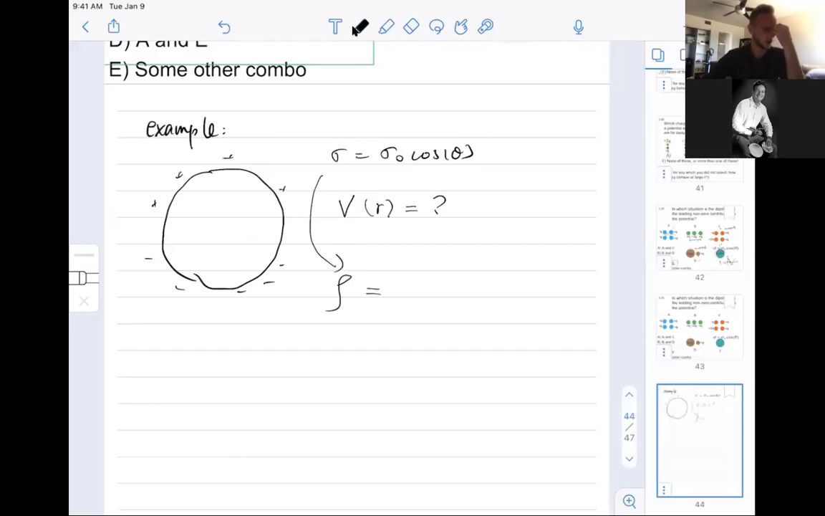Anybody have some thoughts? How do we write the volume charge density for a surface distribution? I want to say it's sigma d tau, but I feel like I'm just kind of... There is an important function we learned in the very first chapter. Is it a delta function?